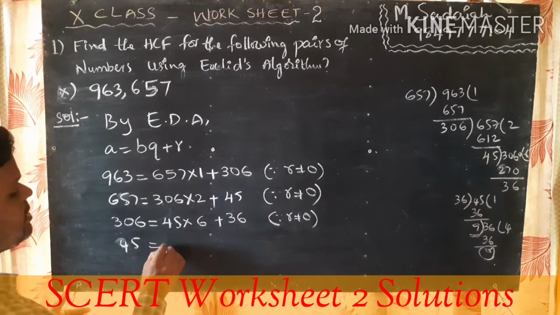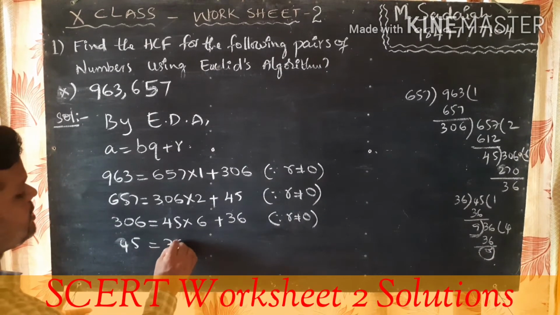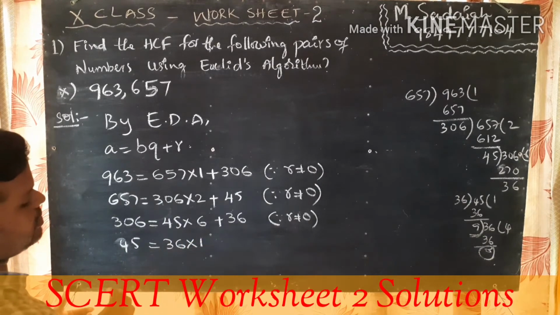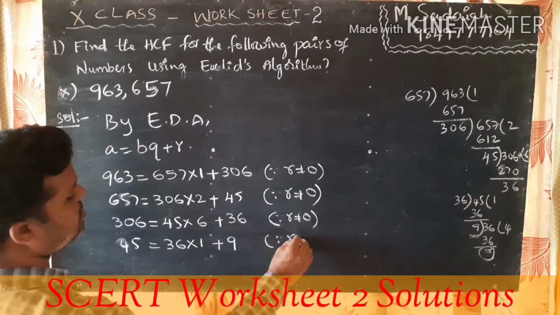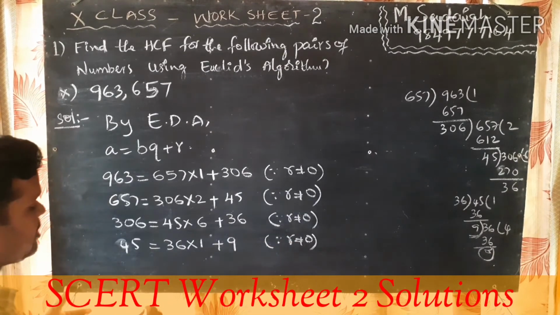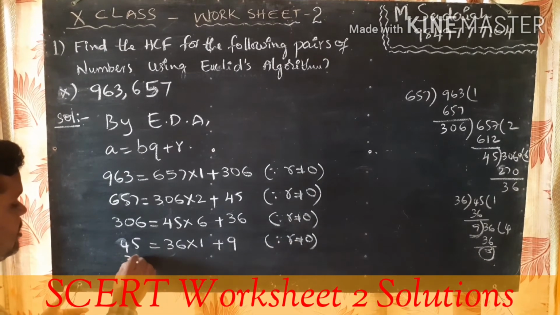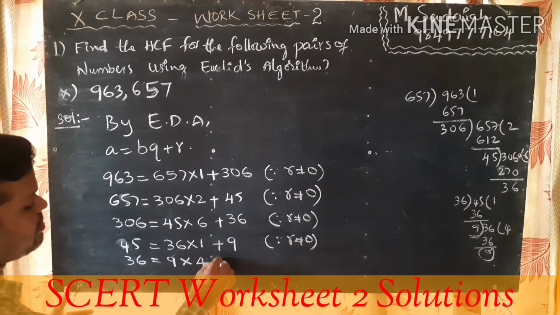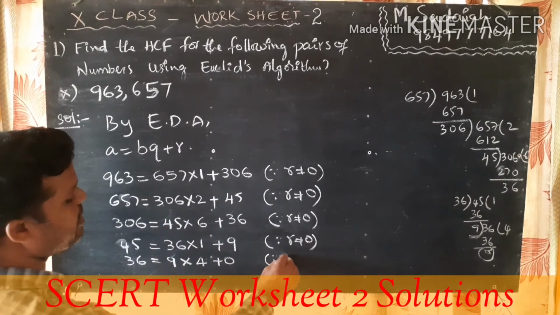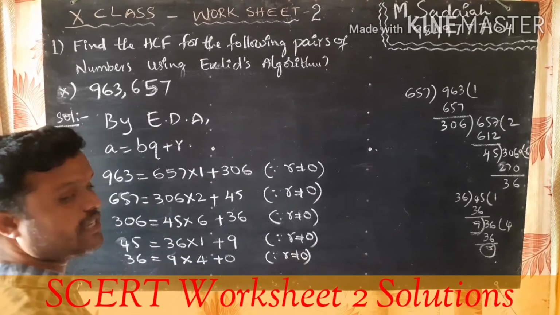45 is the dividend, 36 is the divisor. 36 into 1 is 36. The remainder is 9. Again R is not equal to 0. Continue this process. Now 36 becomes the dividend. 9 is the divisor. 9 fours are 36, the remainder is 0. Hence the remainder is 0. We can stop this process.